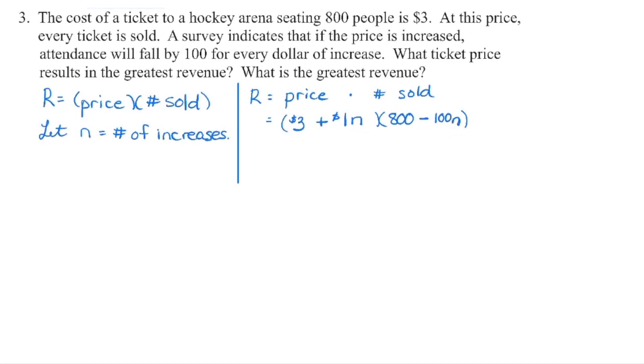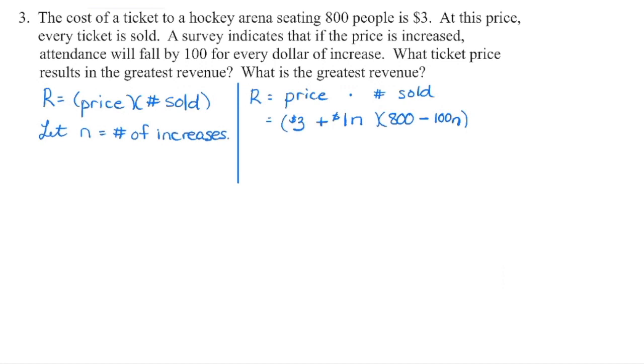There's two things we're ultimately trying to find. We need to figure out what is the ticket price that will result in the greatest revenue, and what is that greatest revenue. So greatest revenue, that's another way of saying what's our maximum revenue. Maximum, we need to find what that vertex is, knowing this is going to be a parabola. It's going to be a quadratic.